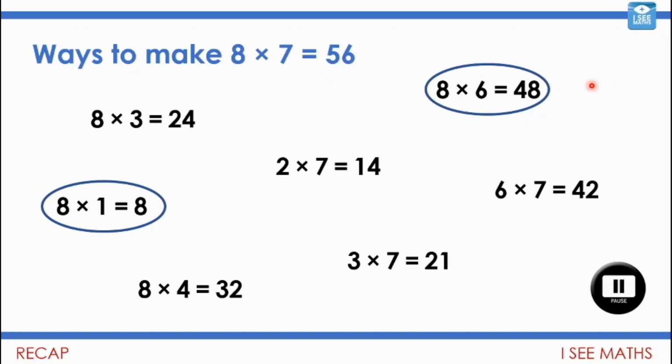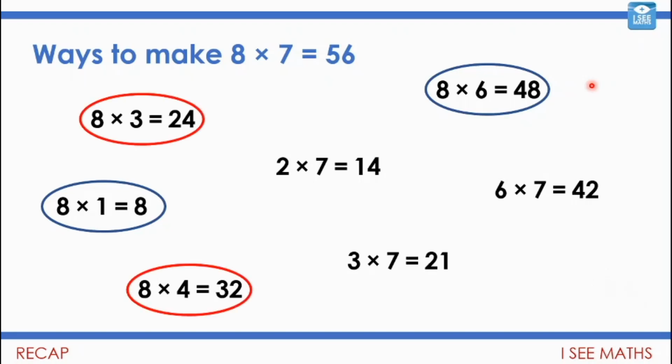Okay, if you're ready, let's have a look. We could have had 8 times 3 and 8 times 4. In total, those two pieces are 8 times 7 in total. We could also have 2 times 7 and 6 times 7 in total. That is 8 lots of 7 as well. And then we've got poor old 3 times 7 all by itself.